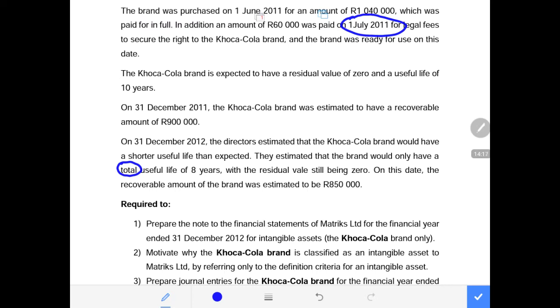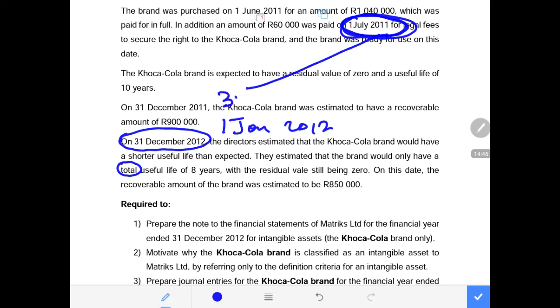And I want to highlight one other thing when it comes to this question in comparison with the one that I'm doing. In this one, the change in estimate took place at the end of the year, meaning end of December. And we say, no, if it's end of December, we must bring it to the beginning of the year, 1st of January 2012. So this is from July 2011 up until, in other words, 31st of December 2011, which is the same as the 1st of January 2012, because closing balance is the same as the opening balance.